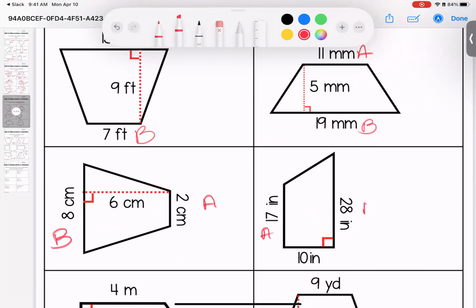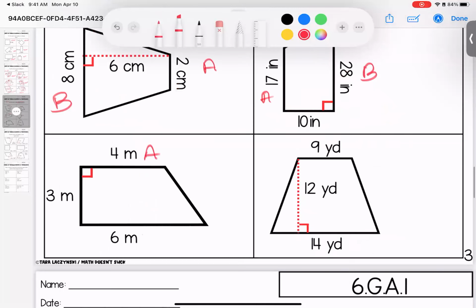Yes, I tried to flip some to keep you on your toes. We'll see if it worked.